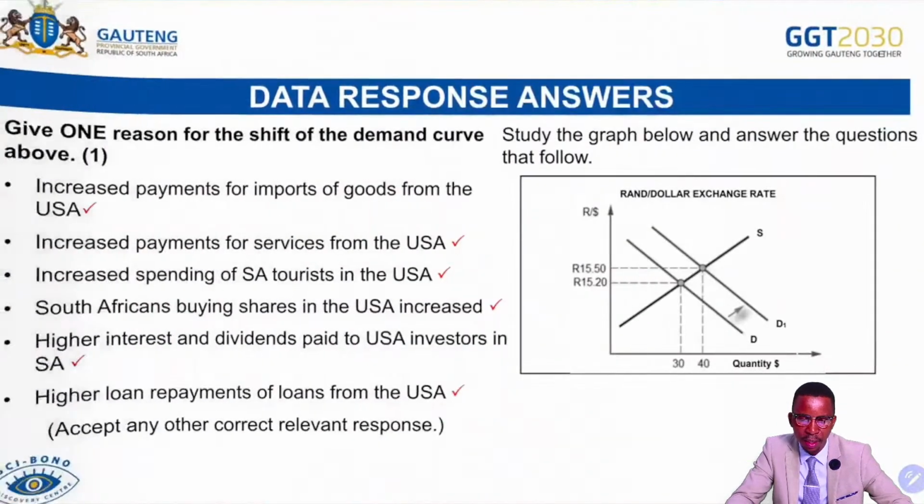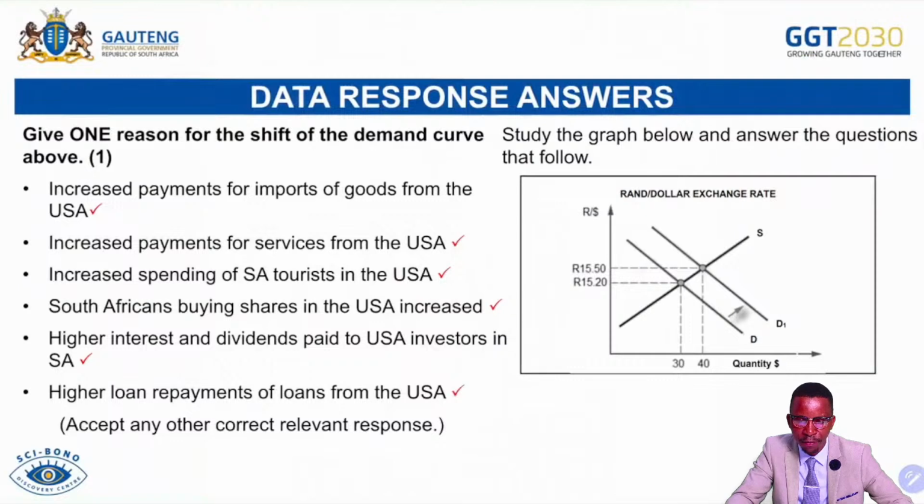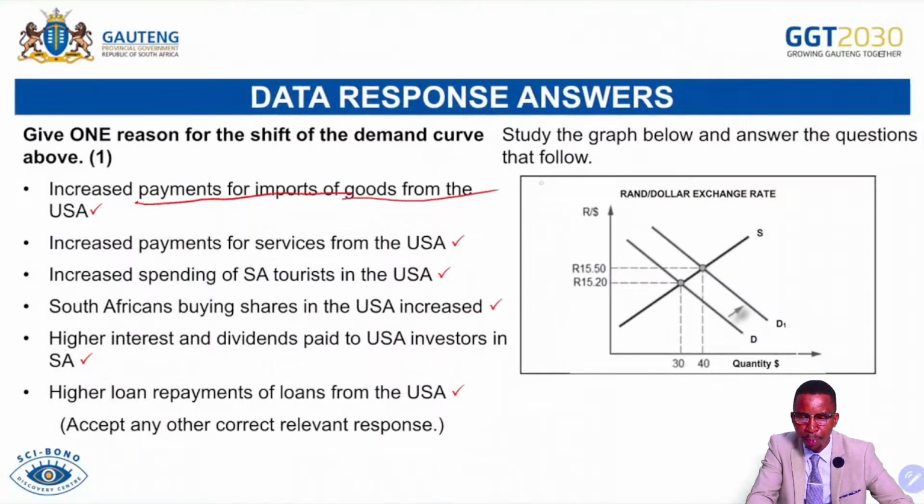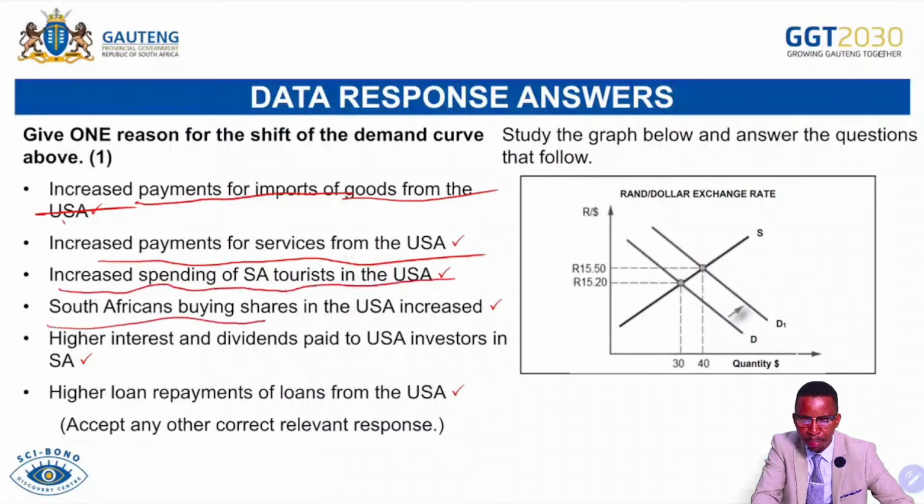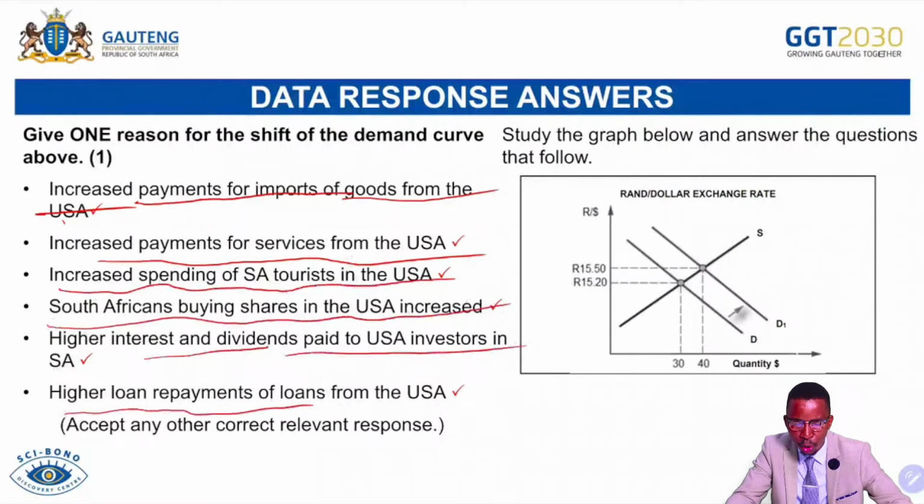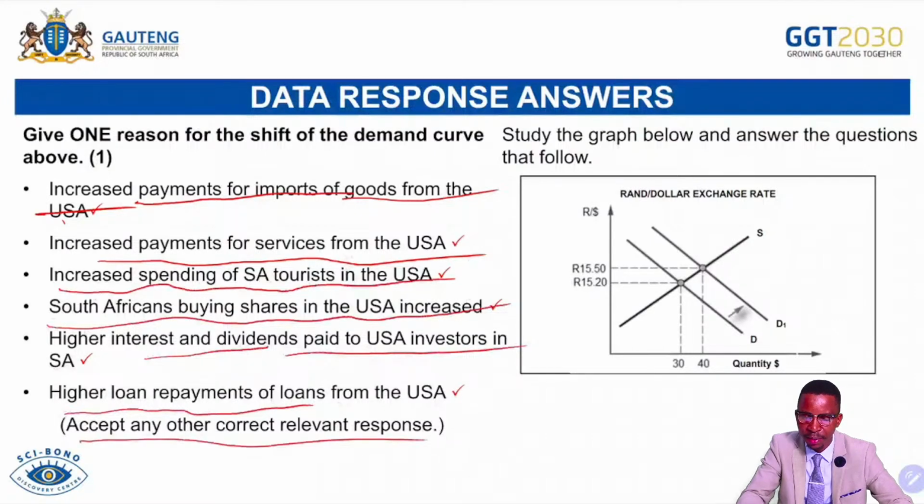And then let's check another question. Give one reason for the shift in the demand curve above. So increased payments for import of goods from USA, increased payments for services from South Africa, increased spending of South African tourists, South Africa buying shares from USA, high interest and dividend payments to USA investors in South Africa, high repayments of loans from USA. Any other correct and relevant answer is accepted.